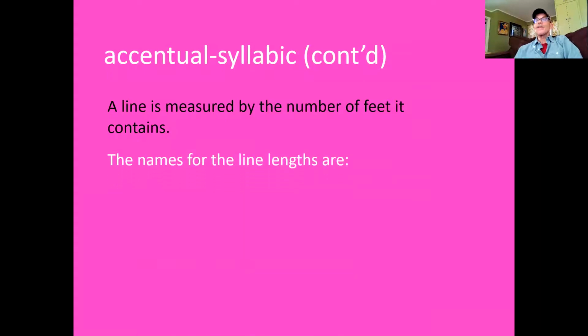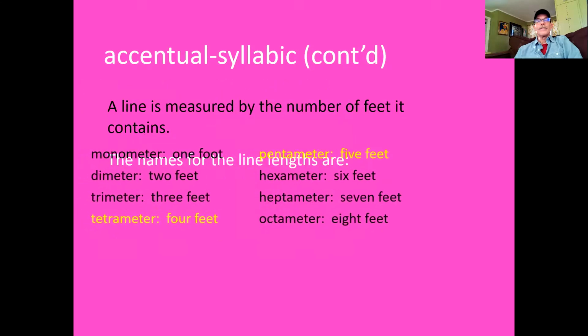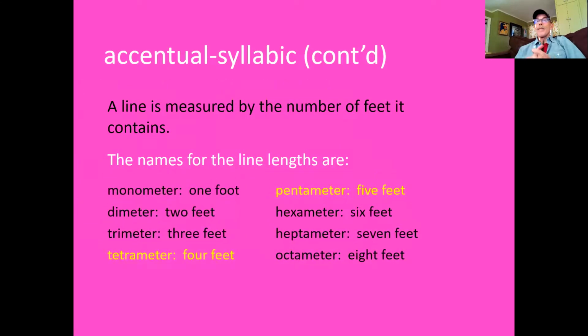All right, so the names for the line lengths are as follows: monometer, okay, mono, one foot; dimeter, two feet. So you know this from di, whatever is two of something. Trimeter, however you want to pronounce it, three feet. Okay. Tetrameter, meaning four. Tetra, four. Okay. Pentameter, five feet. And then hexameter, six feet. Heptameter, seven, and octameter is eight feet.